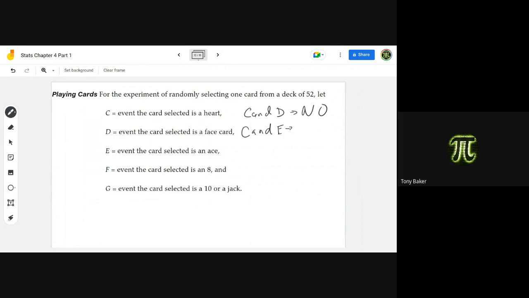Is there a card that fits both C and E? Yes, then they are not mutually exclusive. Okay. So this is no, they're not mutually exclusive. Actually, I probably should write the question in here. So if there's no overlap, yes. That's what you're looking at. Is there overlap or not?